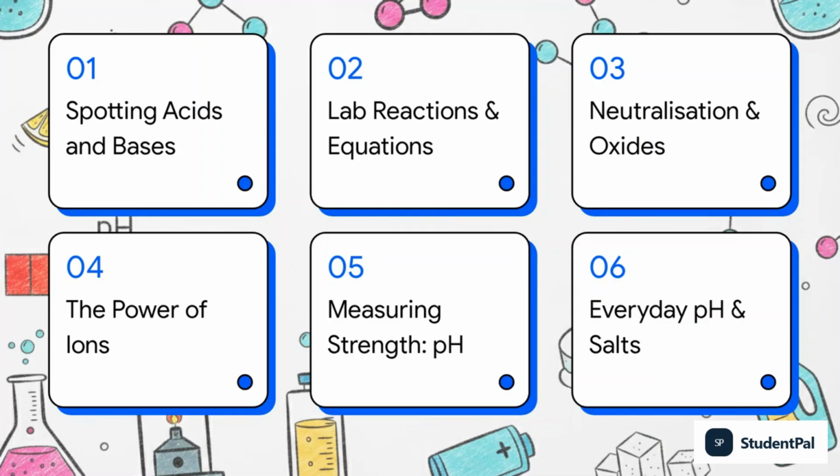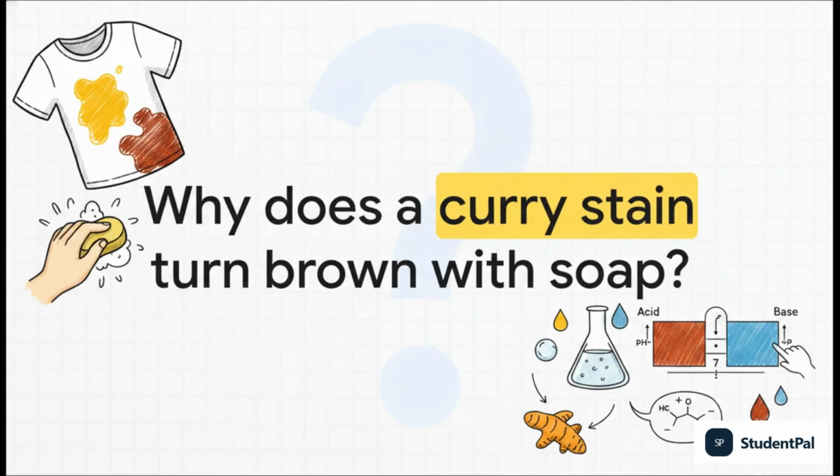So here is our roadmap for today. First, spotting acids and bases. Then, lab reactions and equations. Third, neutralization and metal oxides. Moving on to the power of ions, followed by measuring strength with the pH scale, and finally, everyday pH and salts.